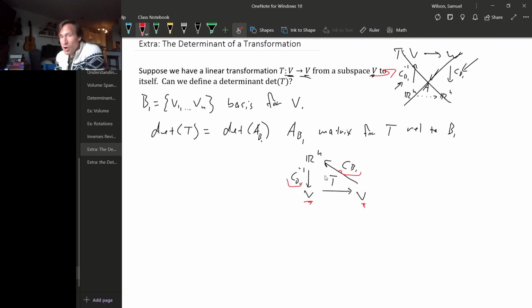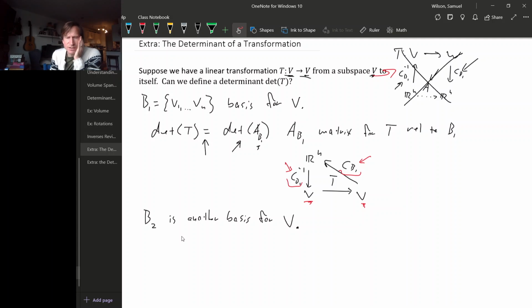Now, we have some hope of this definition making sense because if we change the basis for one of these, we're changing the basis for both of them. So there's some hope that, if both of them change, they sort of change together in a way that makes the determinant come out the same. To see if this definition actually makes sense, we need to check if we used a different basis, would we get the same determinant? All right. So to work that out, let's say that B2 is another basis for V.